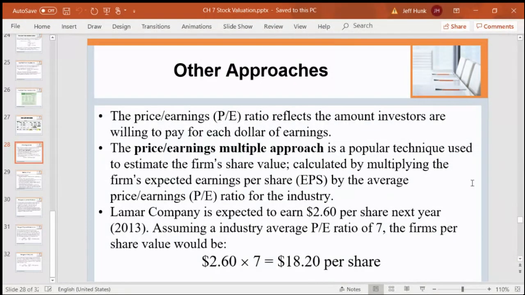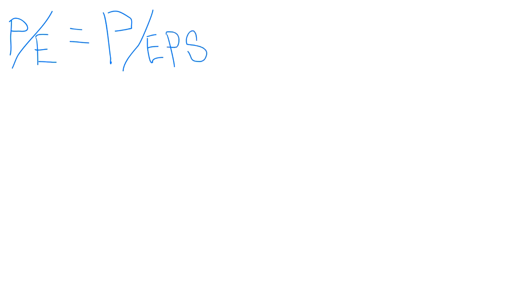So let me switch to the whiteboard and let's think about it. What does P/E ratio mean? Price earnings ratio is literally market price, and earnings per share. And we know what earnings per share is. Earnings per share is basically EAT, or net profit, earnings after taxes, divided by the number of shares.